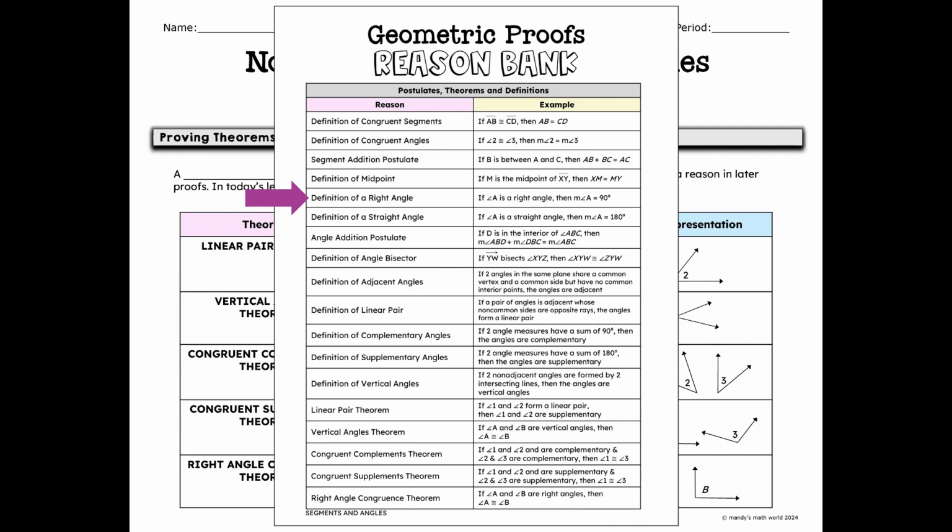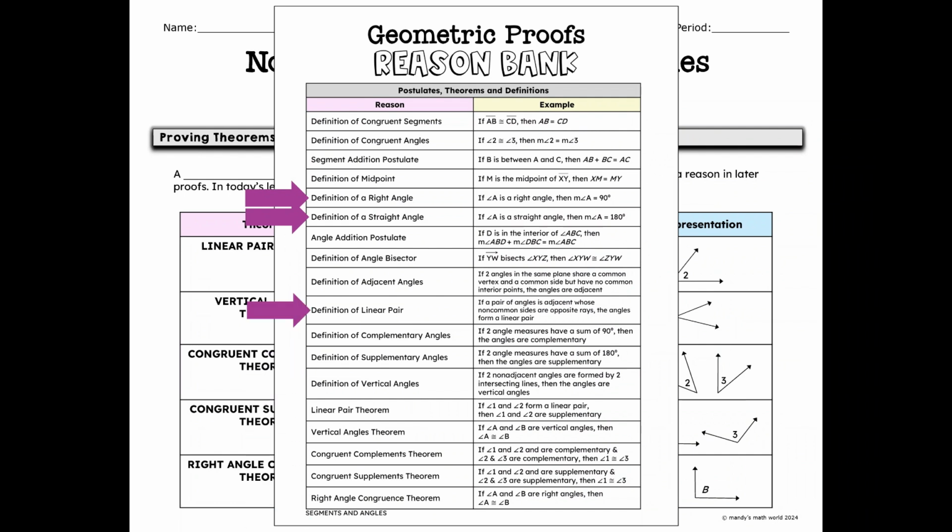going to be using the definition of a right angle as a justification today, which tells us that if an angle is a right angle, it measures 90 degrees. We're also going to be using the definition of a straight angle, which tells us that if an angle is a straight angle, then it measures 180 degrees.